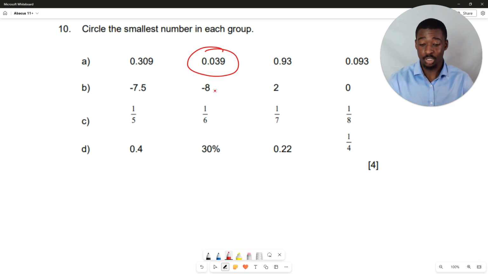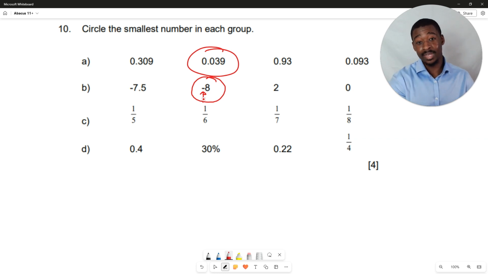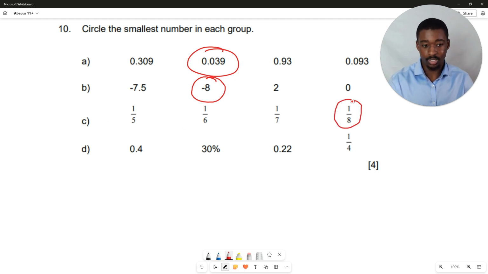So here the smallest number is going to be minus 8. Make sure you're very careful with this because we have this negative number. So therefore we're going in the negative direction. So as the numbers seemingly get bigger, they're actually getting smaller, right? Minus 1,000 is smaller than minus 1. So here the smallest number is minus 8. Then for part C, the smallest number is going to be 1 over 8.